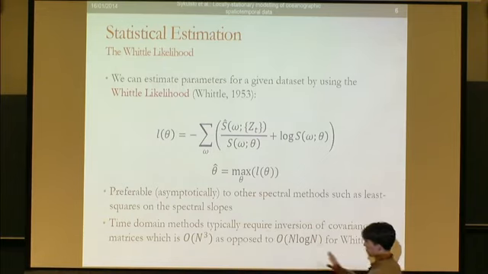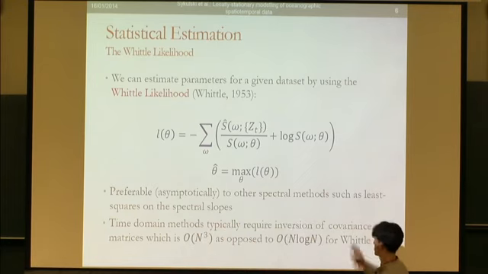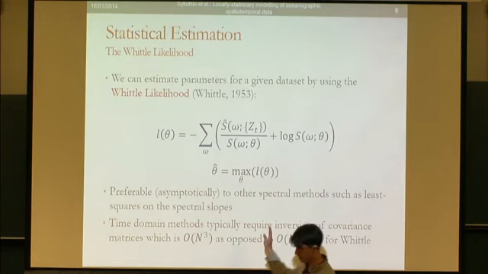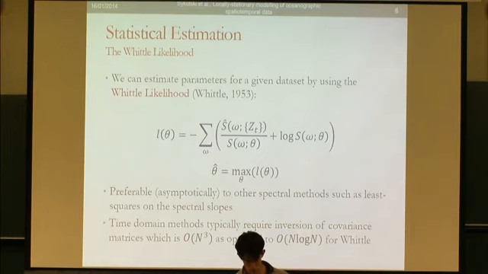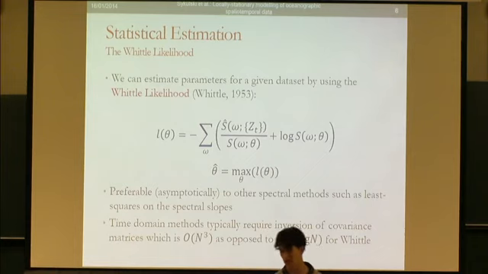In the spectral domain, it's preferable, at least asymptotically certainly, to other spectral estimators such as least squares. And it's because, as covered in the last talk, we can use the FFT. We've got the computational benefits, and we can now do things in order n log n, rather than having to worry about inverting covariance matrices, which is order n cubed, or n squared if they're Toeplitz or whatever. But there's a nice computational convenience there.